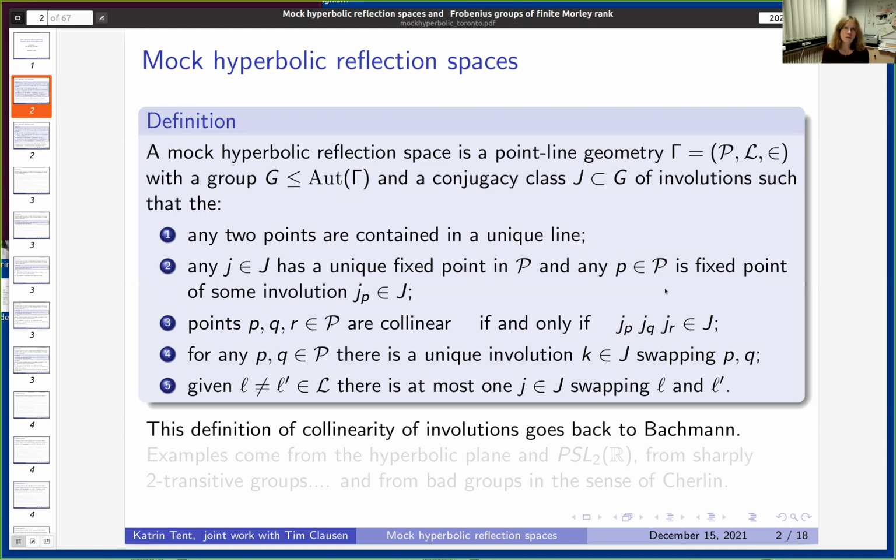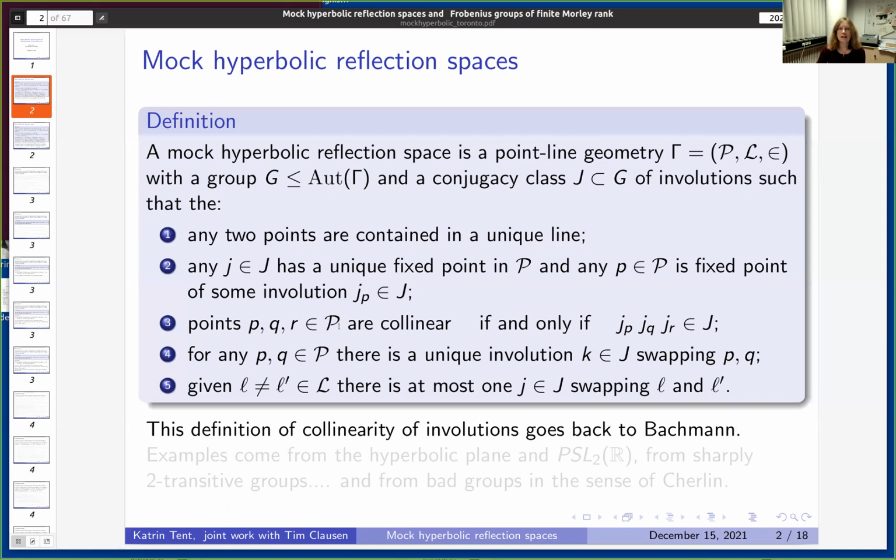And the term mock hyperbolic reflection space is a bit clumsy, but all the shorter terms that we could come up with were already taken by some other concept, and so we didn't want to create doubles. So anyway, what's a mock hyperbolic reflection space? It's a point-line geometry together with a group of automorphisms and a conjugacy class of involutions, such that any 2 points are contained in a unique line. Any involution has a unique fixed point in the point set, and any point is fixed by some involution. And the main point that goes back to Bachmann is the following.